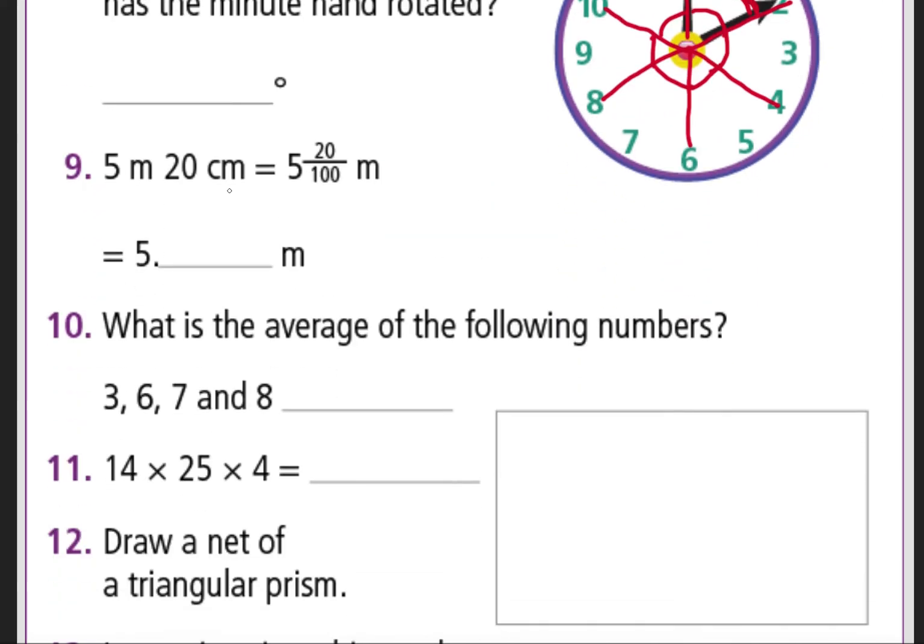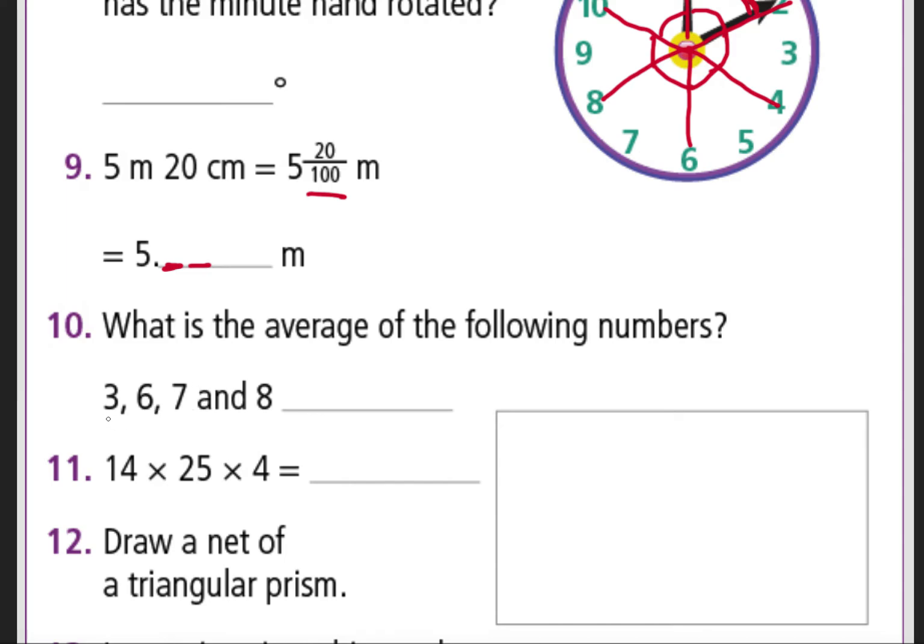Question 9, with 5 meters, 20 centimeters is 5 and 20 over 100 meters. Well, if we want to show hundredths in the decimal, we need a place for the tenths and a place for the hundredths. So 2 places. And you just have to put the number 20 into those 2 places. 5.20.